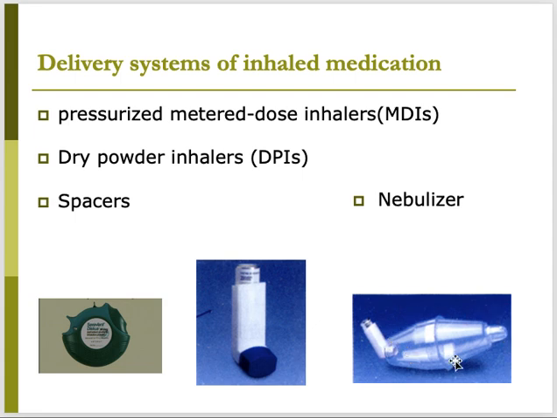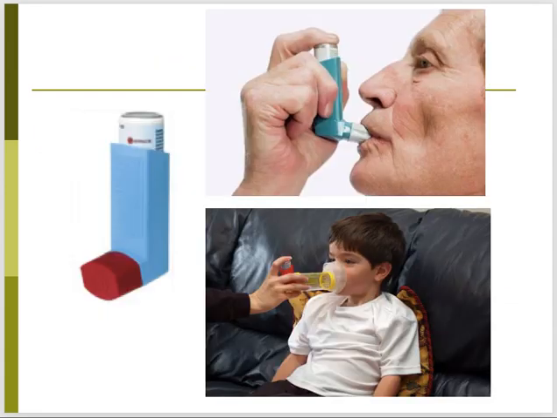So we use spacer devices. Sometimes, for example, if the child can seal his lips here, just the spacer device is needed, and of course we connect the same inhaler behind it. But if the child cannot even seal his lips, then we use a spacer with a mask, right? For example, this one. This is a spacer device with a mask, right?